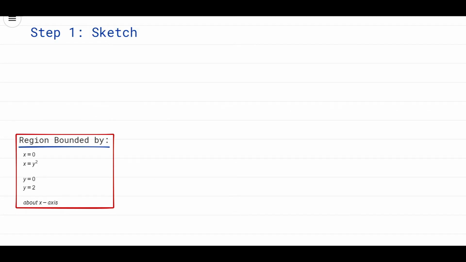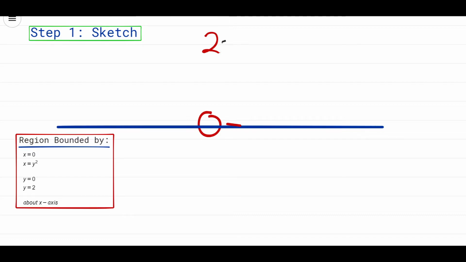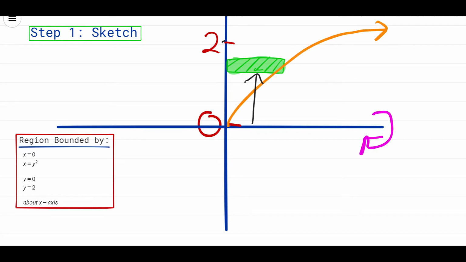Now for step one, we're going to sketch this out. We're given the region bounded by x equals 0, x equals y squared, y equals 0, and y equals 2. It goes about the x-axis, so we're going to sketch all this out. We know our y limits are from 0 to 2. We know that the disk looks something like this. We're given our r of y and our h of y, because this revolves about the x-axis, so we're going to use y terms. So it's unlike the disk and washer method.